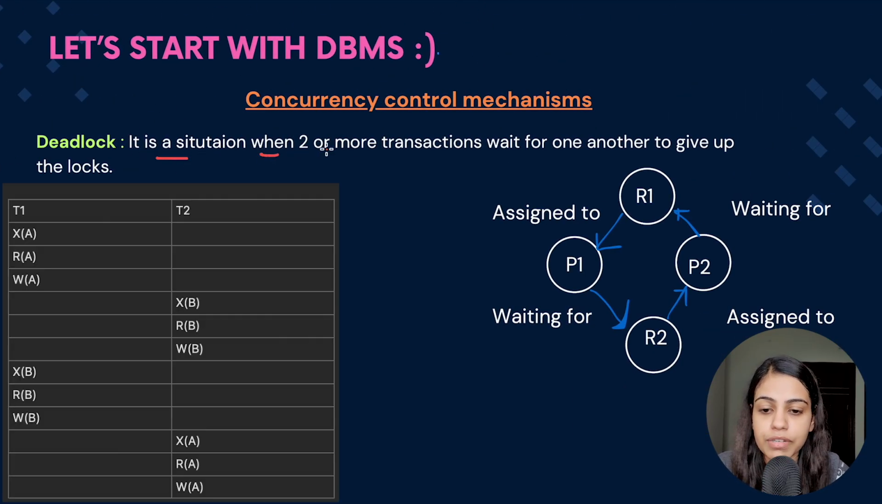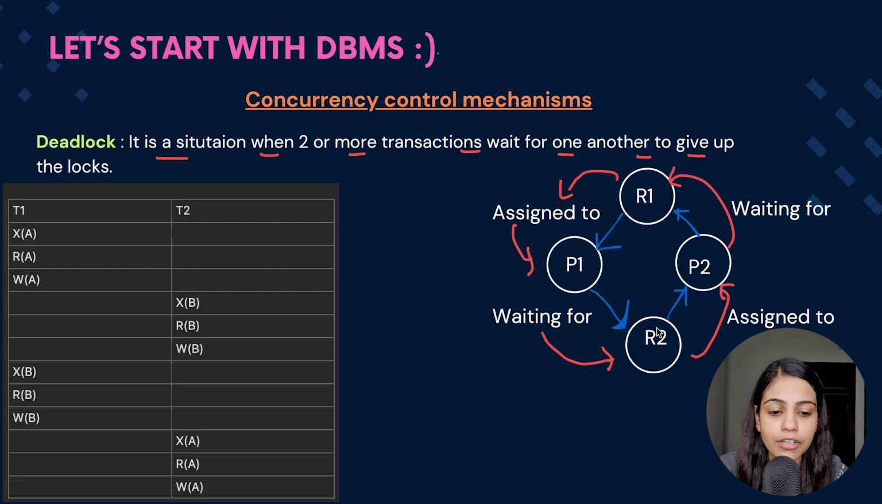Now what is a deadlock? It is a situation when two or more transactions wait for one another to give up the locks. So here you can see that there is a resource R1 which is assigned to a process P1. Now P1 is waiting for R2 and R2 is assigned to P2 which is waiting for R1. So there is a loop which is getting formed because P1 is dependent on R2, R2 is dependent on P2, P2 is dependent on R1 and R1 is dependent on P1. So there is a loop and a deadlock is getting formed.